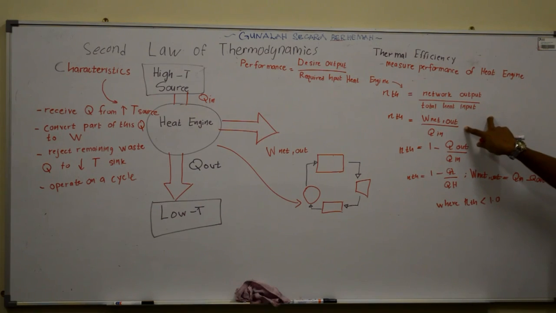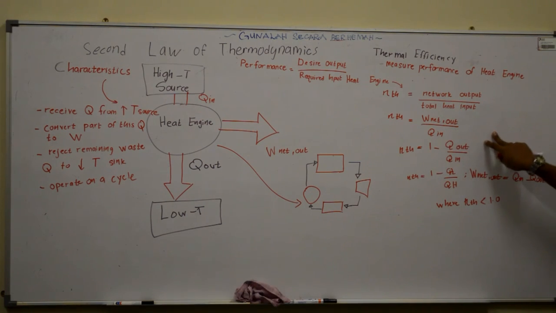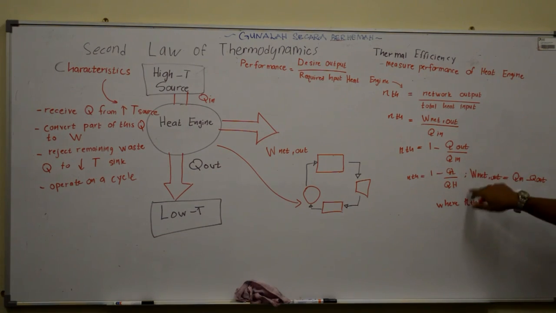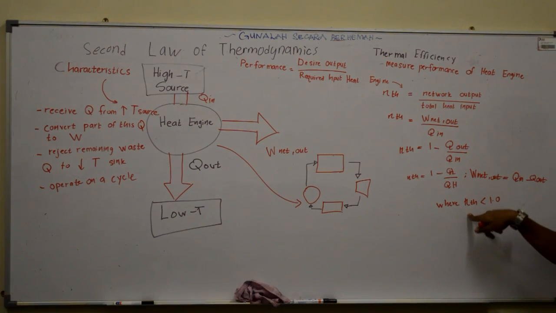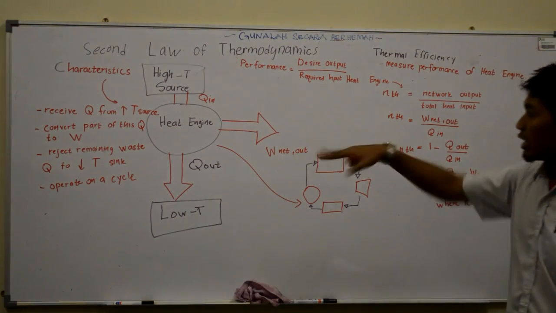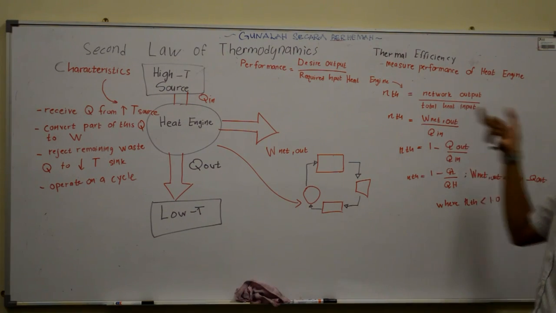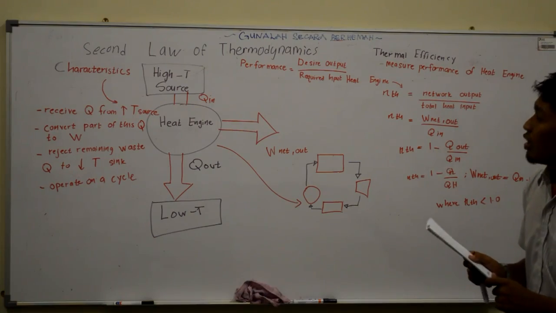Thermal efficiency can also be written as the net work output over the heat input, and then we can derive it as 1 minus the heat output over the heat input, and finally we can write 1 minus Q low over Q high temperature. The net output can be written as Q input minus Q output, where the thermal efficiency must be less than 1.0. Okay, that is the part on the thermal efficiency, how to find thermal efficiency of a heat engine, and also the characteristics of a heat engine.